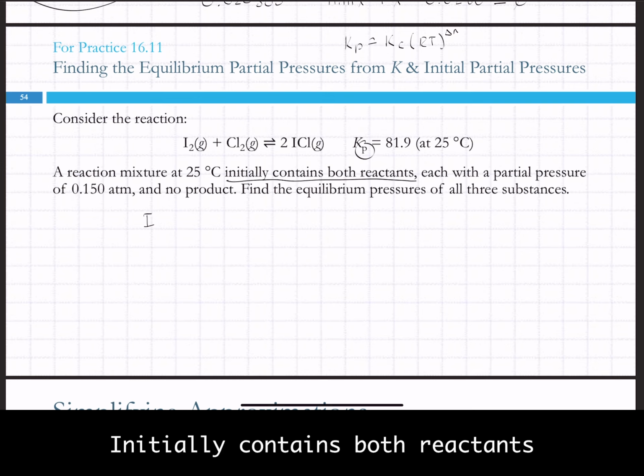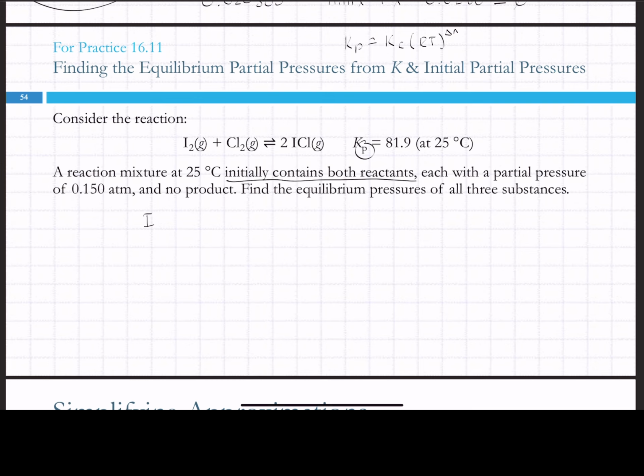Initially contained both reactants, each with a partial pressure of 0.15 atmospheres. And none of our product.